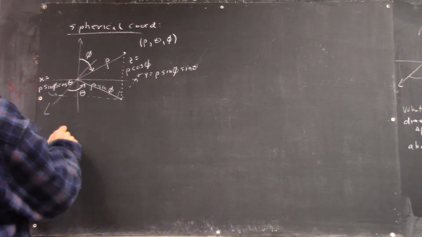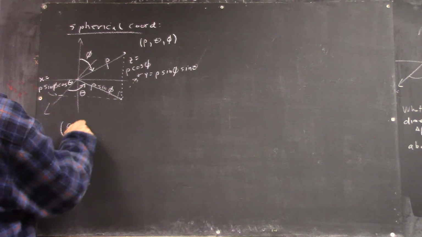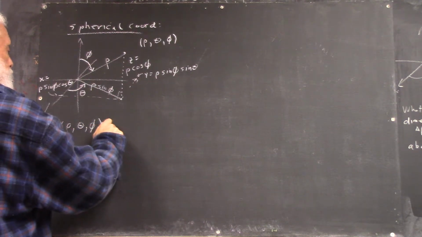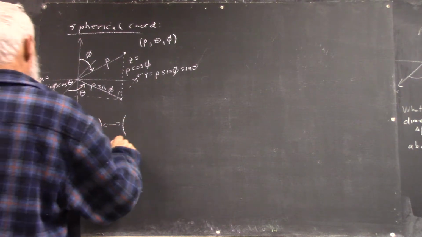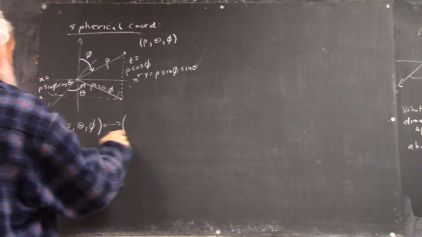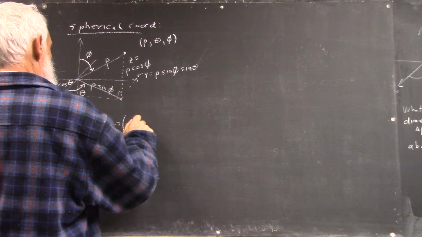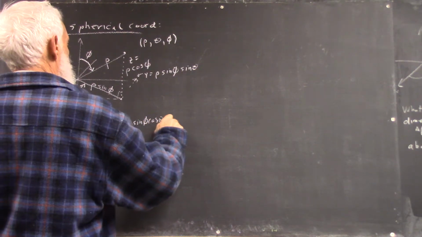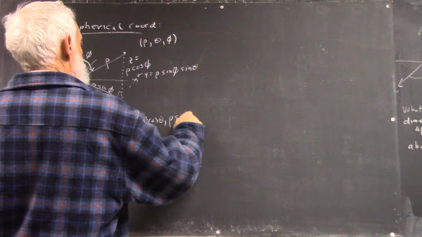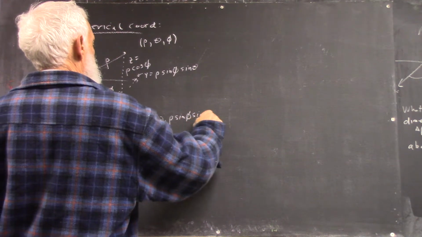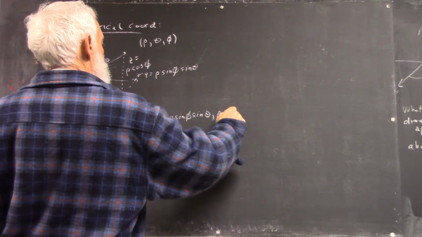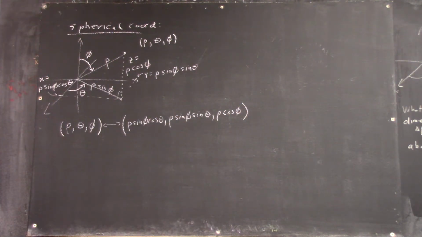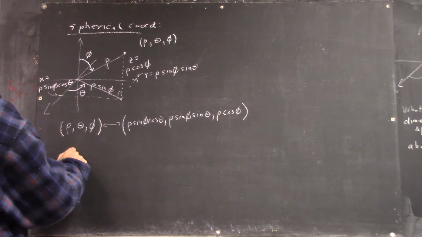So, rho, theta, phi corresponds to the xyz coordinates: rho sine phi cosine theta, rho sine phi sine theta, rho cosine phi. Okay?